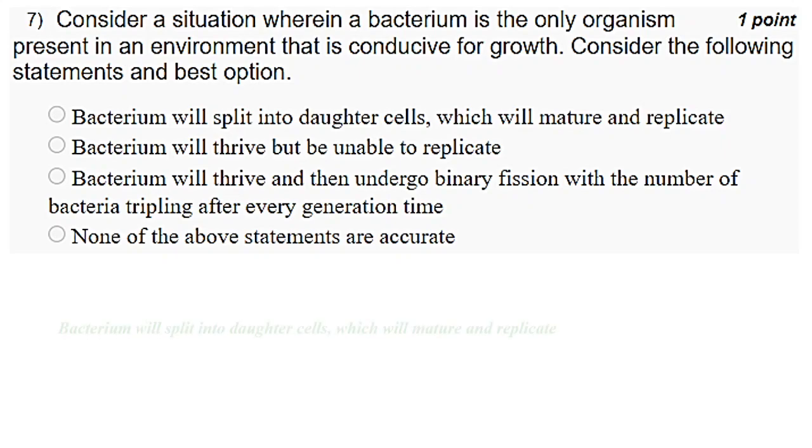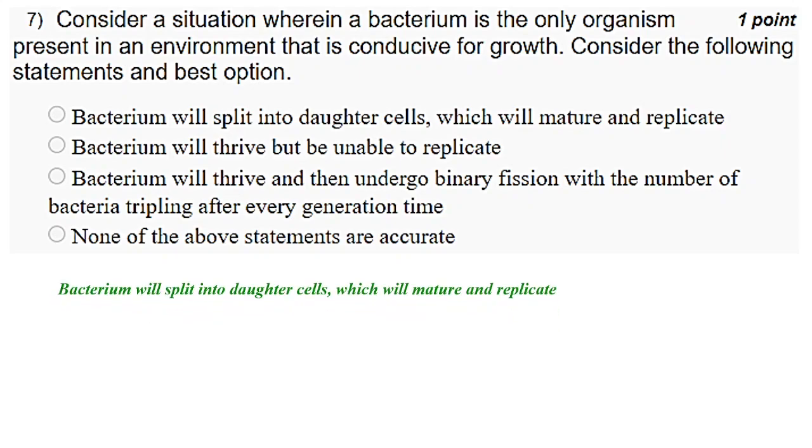Otherwise, I'll explain. The answer will be the bacterium will split into daughter cells which will mature and replicate. It's already given in the question that it's in an environment that is conducive for growth. Conducive means the environment is well made for growth, that it is perfect for growth. So that's the normal procedure that a bacterium will follow. It will split into daughter cells which will further mature and replicate.